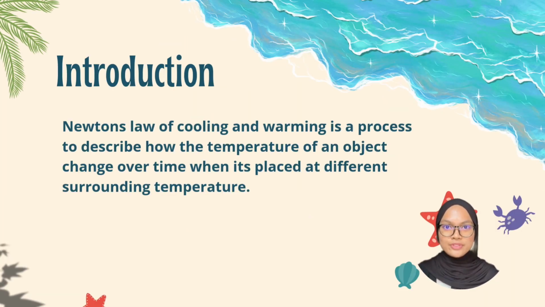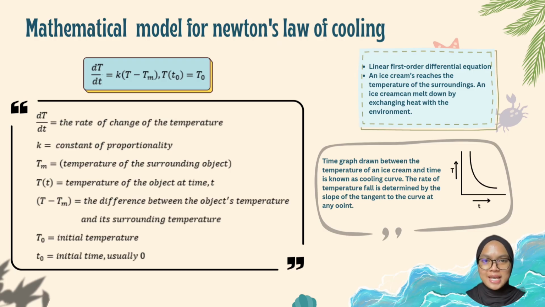So next, we move to introduction of cooling and warming. Newton's law of cooling and warming is a process to describe the temperature of an object changes over time when it is placed at a different surrounding temperature. The model is formulated as dT/dt = k(T - Tm), with T(t0) = T0.